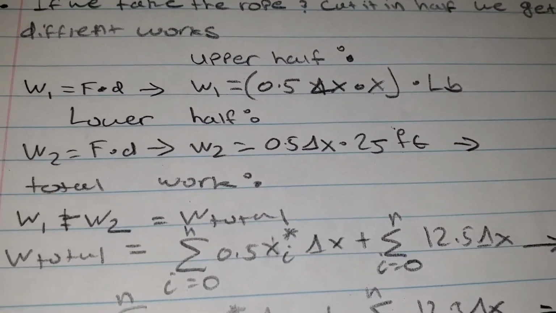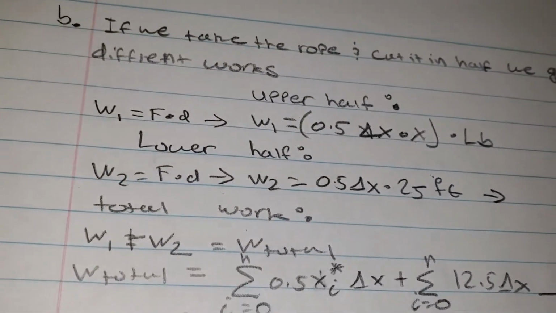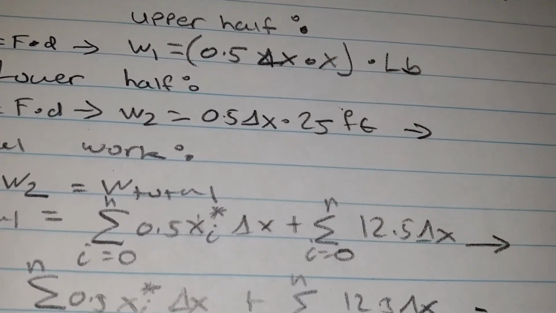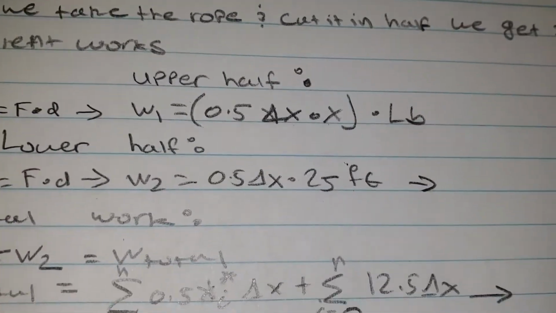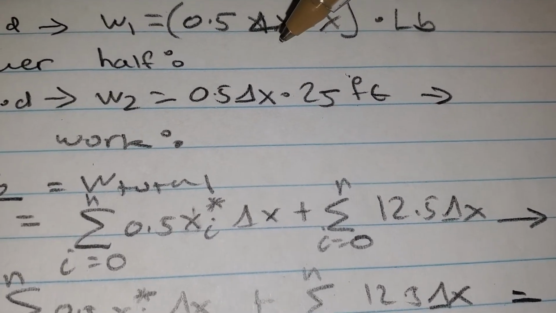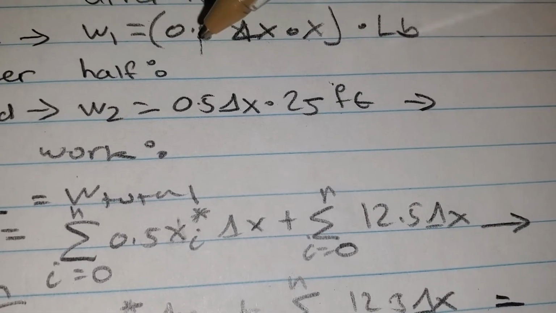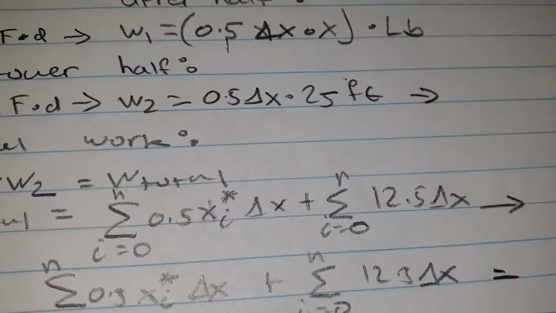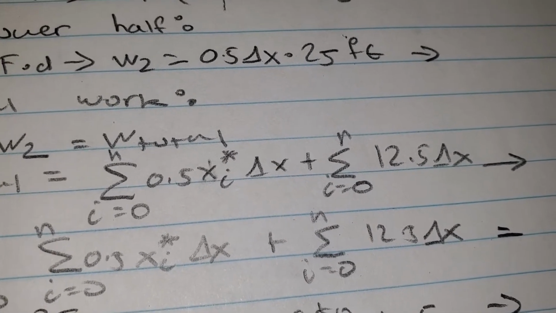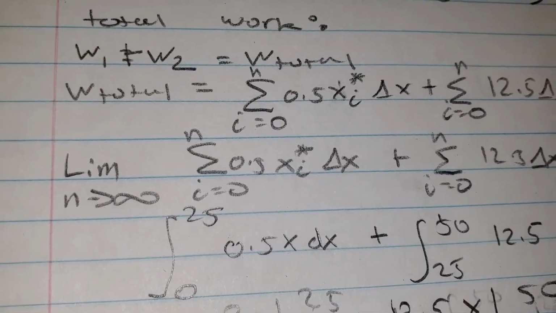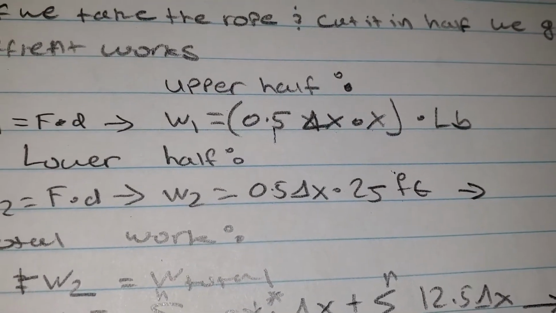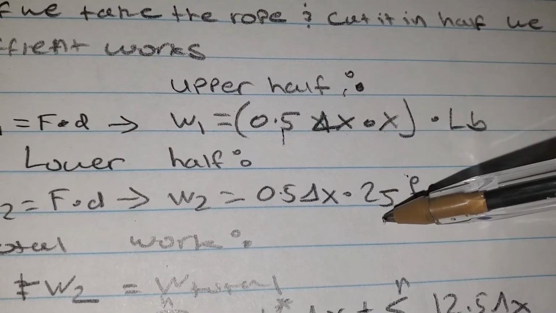And then we also have the lower half, which is this portion here. It travels a distance of 25 feet because it only travels half the distance of the rope, since it's only dangling halfway, and we have 0.5 delta x as the force. Same case, but it only travels 25 feet. Then we add the total work done: work 1 plus work 2 is the work done by each section.